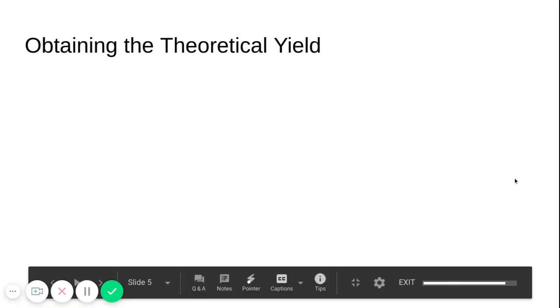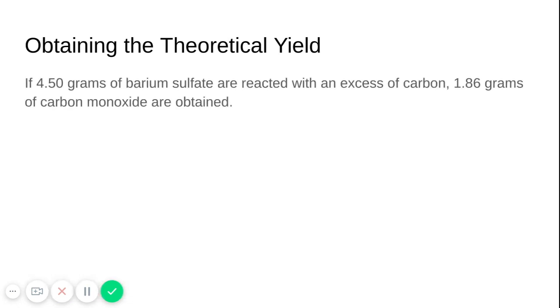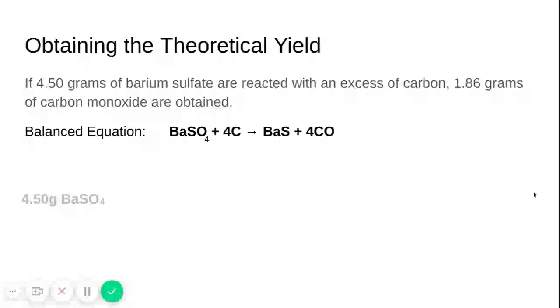Obtaining the theoretical yield. If 4.5 grams of barium sulfate are reacted with an excess of carbon, 1.86 grams of carbon monoxide are obtained. The balanced equation reads as barium sulfate plus 4 carbon goes to barium sulfide plus 4 carbon monoxide.